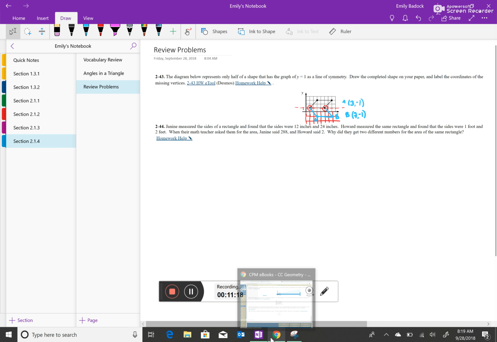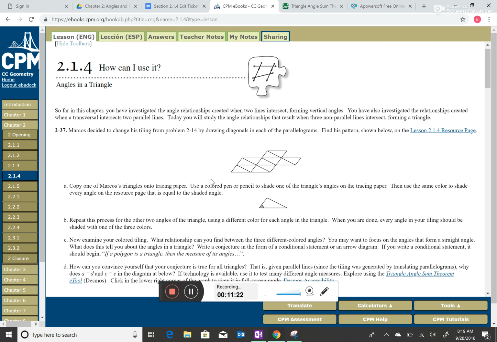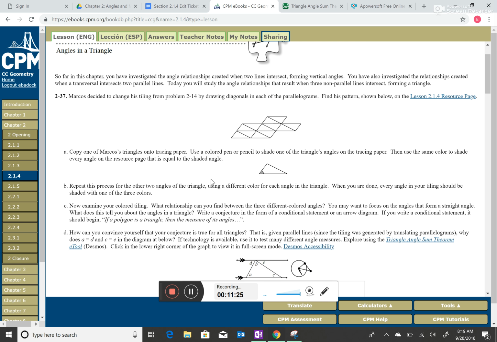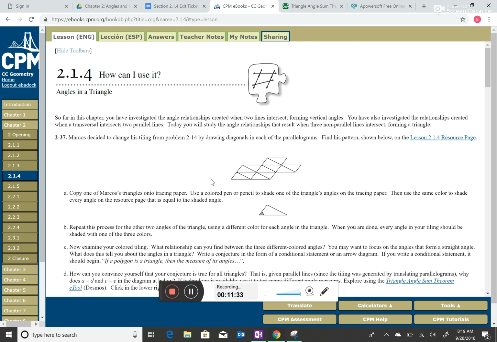So I know that this video is kind of short, but I think that this lesson is going to go pretty quickly. So just remember the main idea here, that all of the angles in a triangle are going to add up to be 180 degrees. So that's the big picture for 2.1.4.